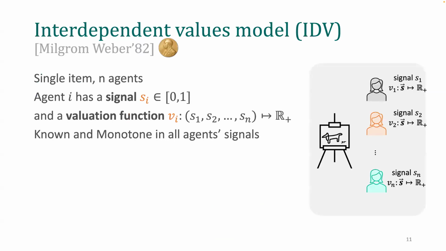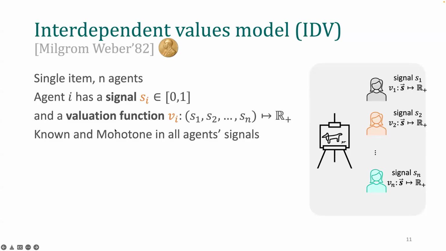So the interdependent value model that we'll be looking at is the celebrated model that was introduced by Milgrom and Weber in 82, building upon works of Wilson. And they actually won the 2020 Economics Nobel Prize in part for this contribution. So again, consider a single item setting with n agents, and each agent i has a signal s_i. This is their private information about the item. You can think of it as just how much they like this item, or knowing whether this is a Picasso or this is a Divya, right?